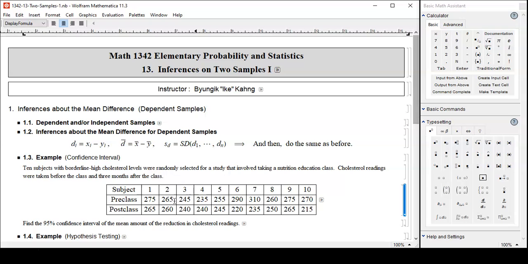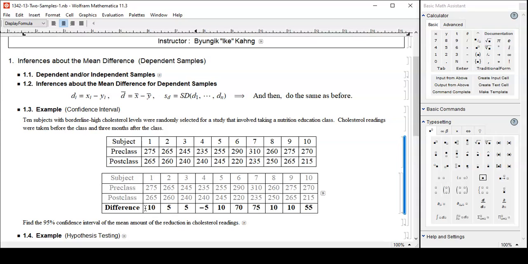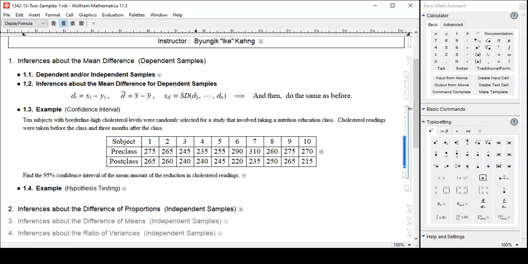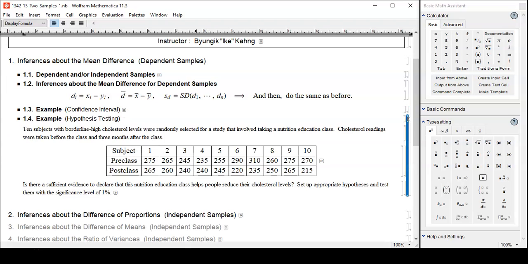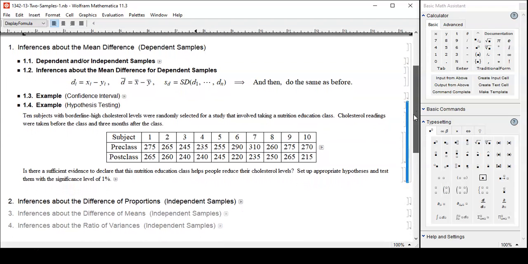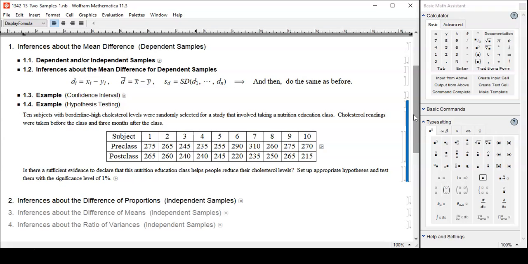So in short, even though we have two samples, we can reduce it into a one sample inference problem simply by taking the difference. Now, do we have enough time for hypothesis testing? Well, let's go ahead. Same data set here, and here's a question. Is there sufficient evidence to declare that this nutrition education class helps people reduce their cholesterol levels?